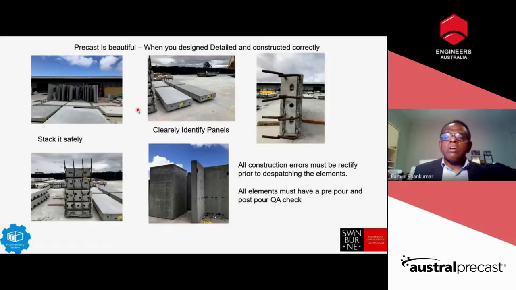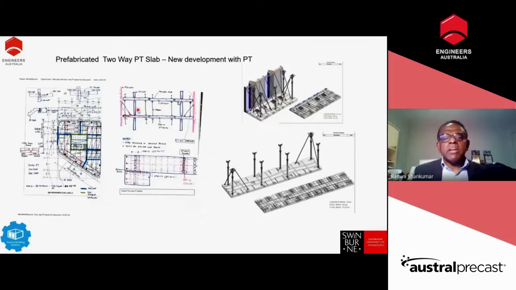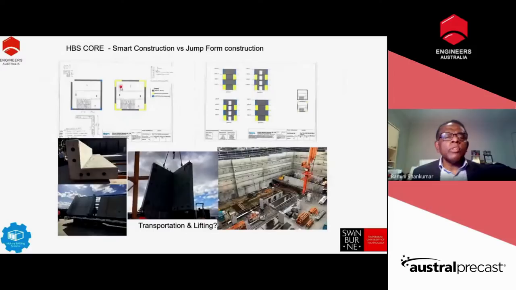PT slabs, you can use two-way PT slabs. And the core, structural engineers know that the corners are the important part of your stability system. So make sure that if you can make that corner, or even a C-section, that would be the ideal thing that you can do.